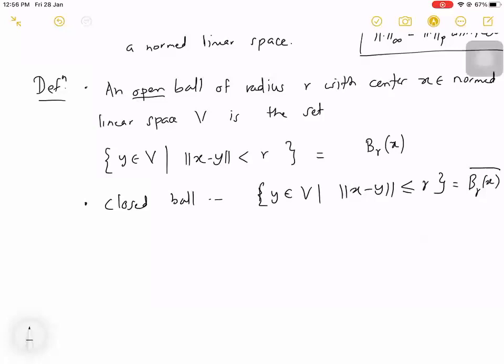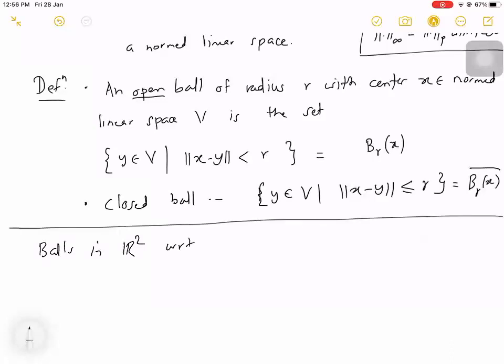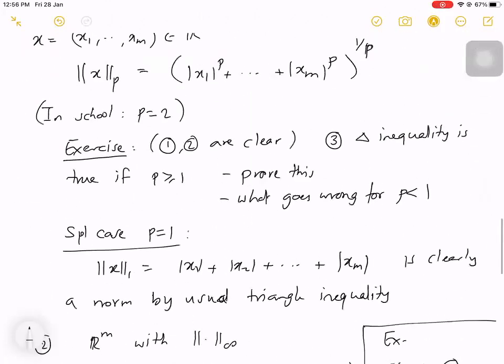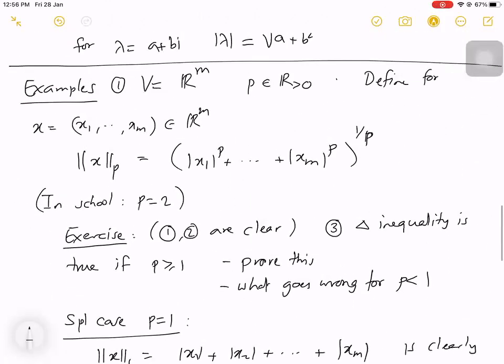Let's do this in R2, so balls in R2 with respect to 1, 2, and infinity. By the way, even before that, what happens if I'm in R1? What are these norms in R1? Just check the formula. They are the open and closed intervals. That is true, those are the balls.